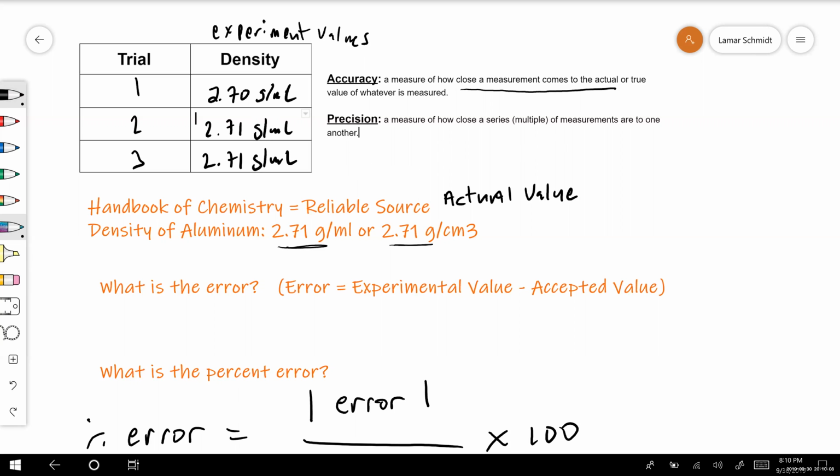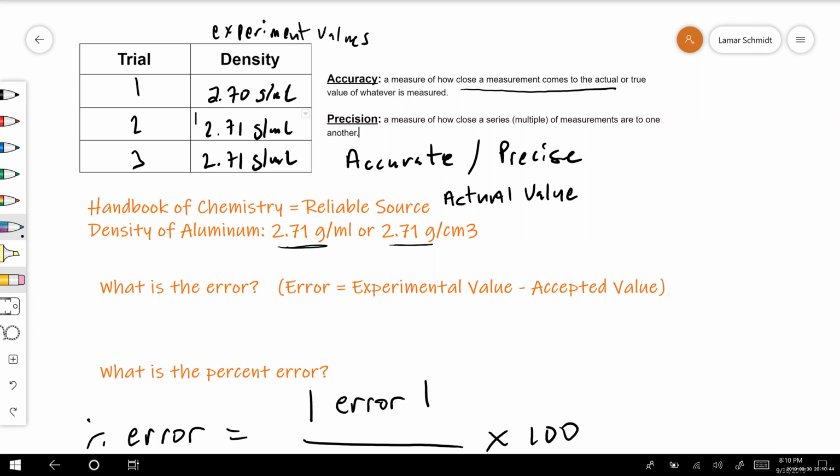These are accurate. All right. But are they precise? Well, let's see. Are the series of measurements close to one another? Is 2.70 a close value to 2.71? And is 2.71 a close value to 2.71? And we would have to say, yes, all 3 of these values are really close to one another. So they are precise. So in this case, they are accurate and precise.